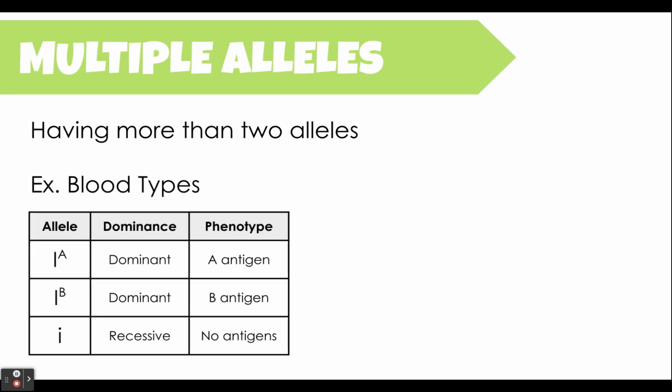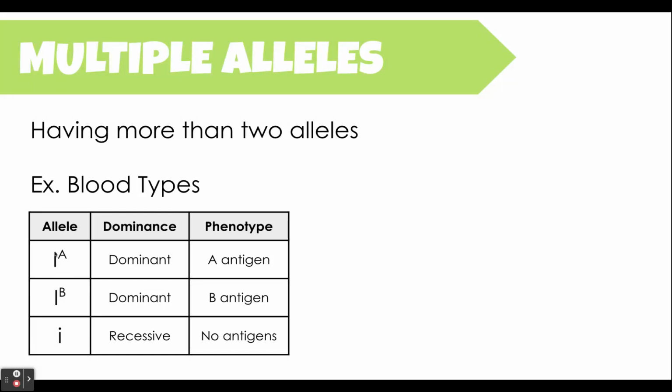Then the next type of complex inheritance pattern is multiple alleles. Typically we see two different alleles, so red and white, purple and white, or tall and short. In this case, we're talking about more than two alleles. An example of this in real life is blood types. In this case, we have three unique alleles, and because we have three alleles, we can't just use an uppercase letter and a lowercase letter anymore. We typically will see with multiple allele problems, you have a letter with an exponent to represent the different alleles.